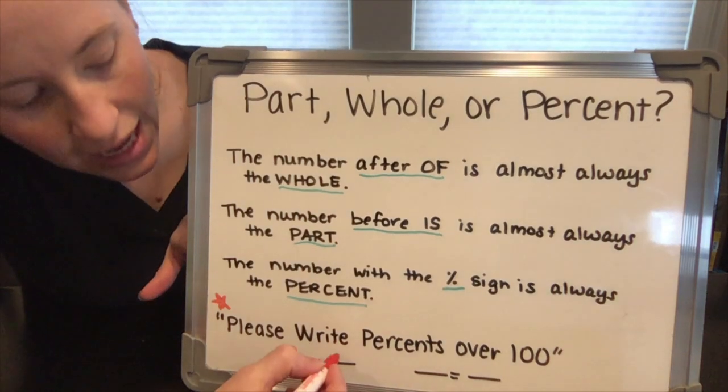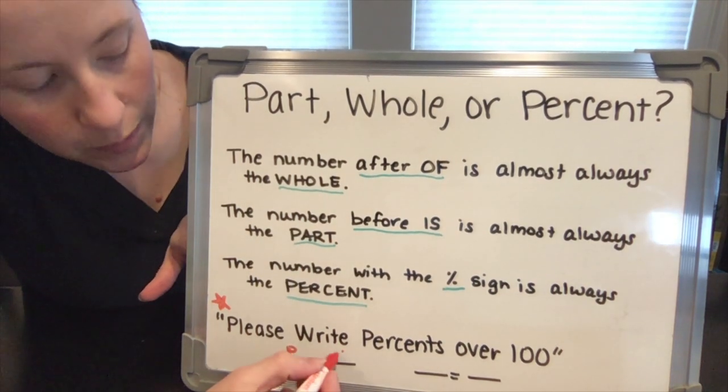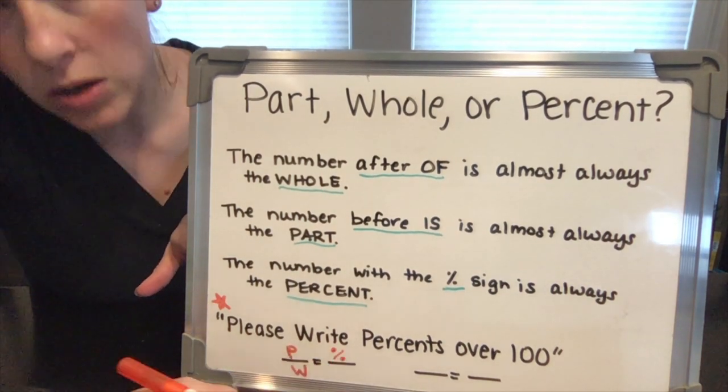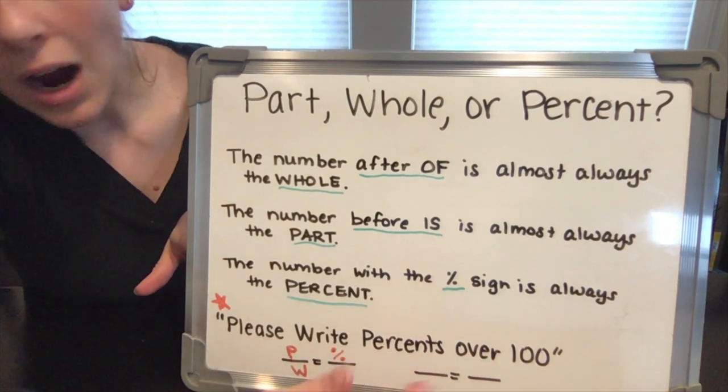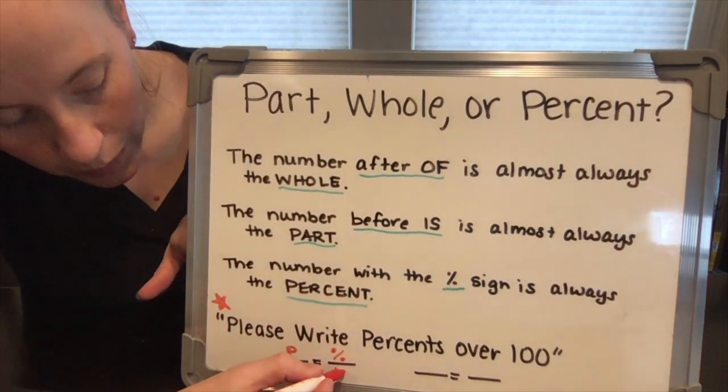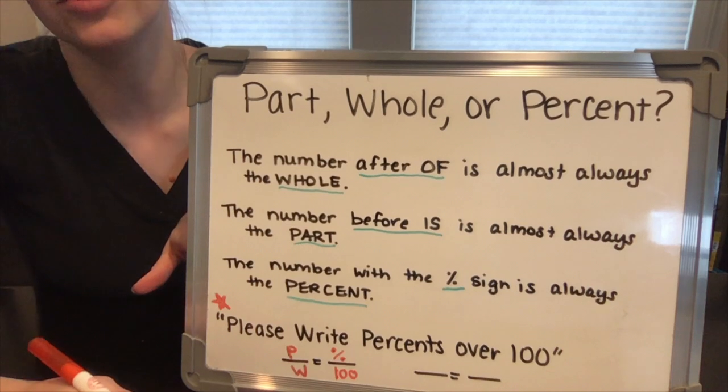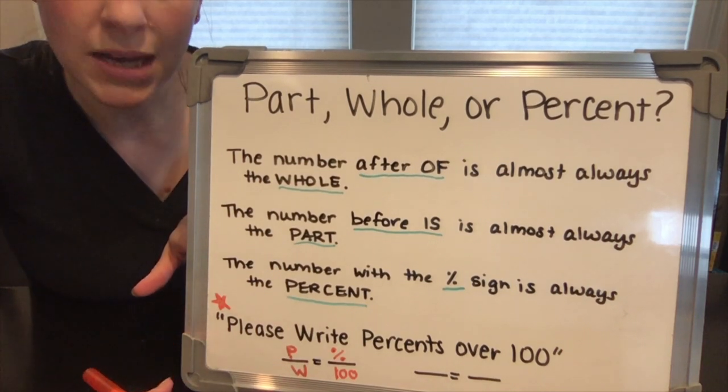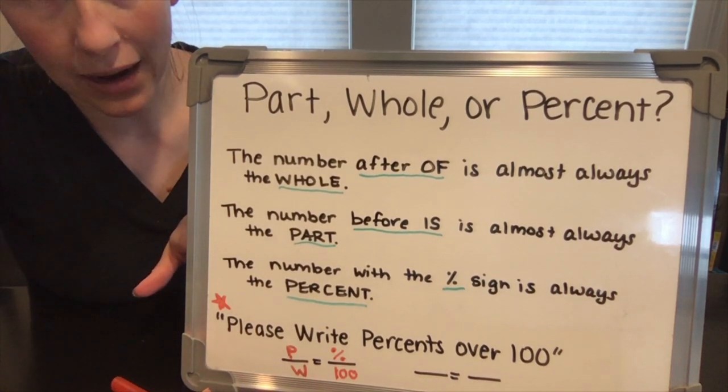Percents come next. When I'm looking at the ratio on this side of the proportion, percent always goes on the top, and percents are obviously always out of 100. That's what percent means, is per 100. So the 100 always goes in the bottom right-hand corner of my proportion.